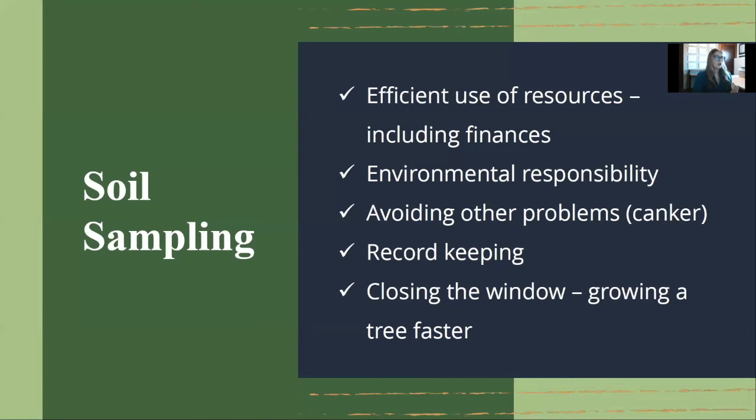What it helps us do is efficiently use resources. All the inputs that we put in to try to grow a tree faster and better are really expensive. So we want to be cautious of our finances and make sure that we're not oversupplying our inputs, or undersupplying to the point where it's not really being productive.